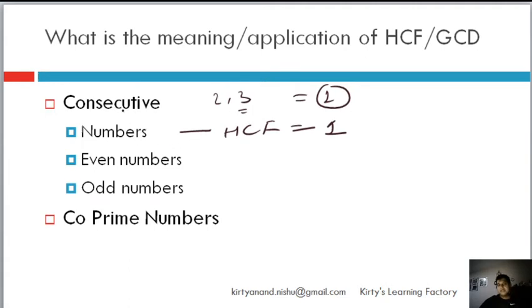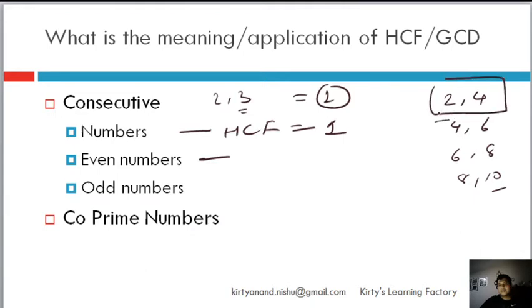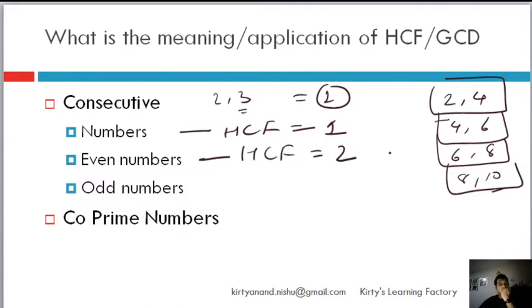Simple. When we are talking about two consecutive even numbers, so let's say 2 and 4, 4 and 6, 6 and 8, 8 and 10. See, understand that whenever we are talking about two consecutive even numbers, we will get only one common factor, which is 2, right? So the HCF is going to be 2, and you can just check it. Then we are talking about two consecutive odd numbers. I think they are always co-prime.